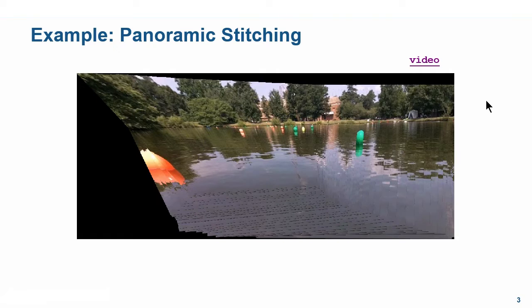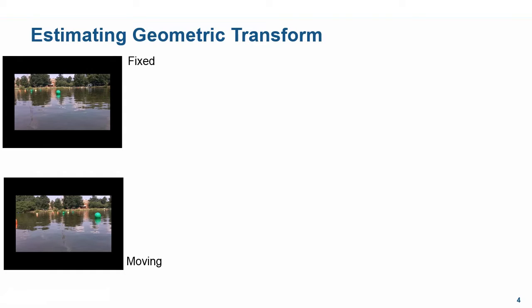Registration means comparing different images and bringing them into the same coordinate system. Consider two images, one of which is taken as a fixed image, the reference image with respect to which we are going to register, and the other one is the moving image that is going to be manipulated to register to the fixed image. In the example images here, the bigger green buoy has moved in the moving image.